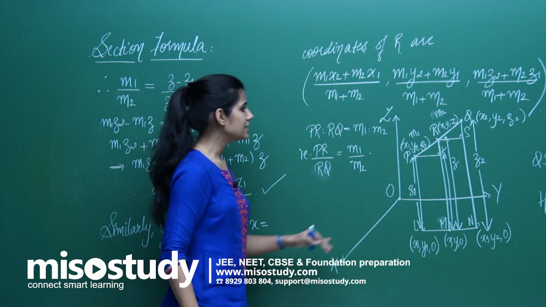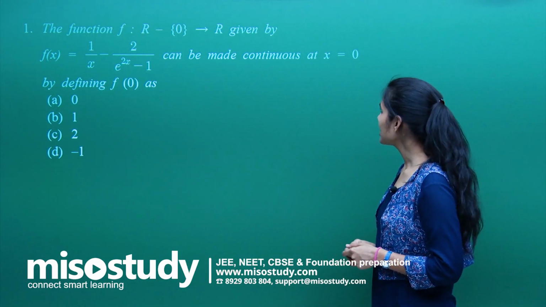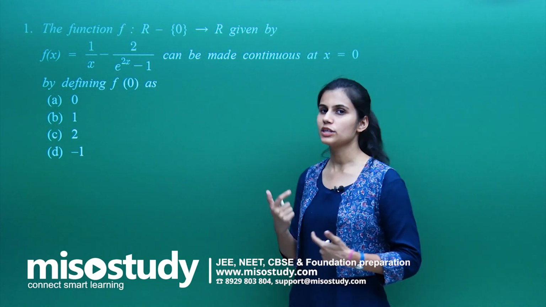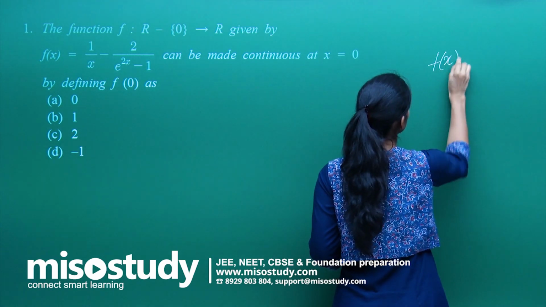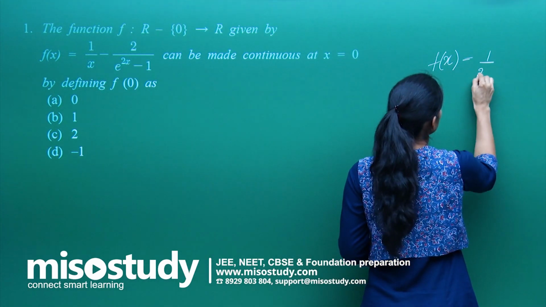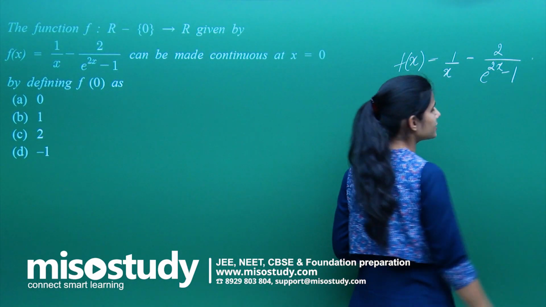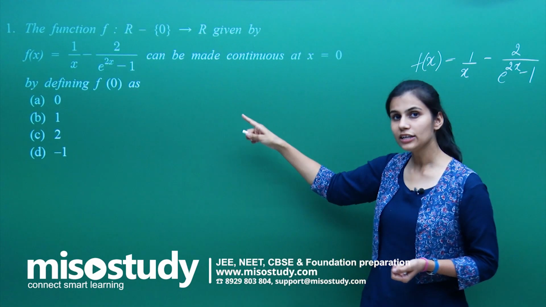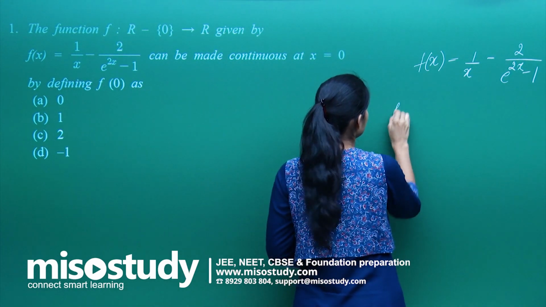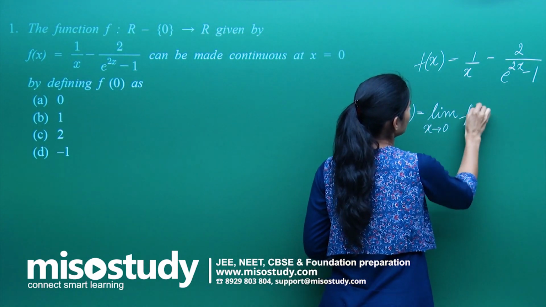And similarly, when you consider the perpendiculars from these points, from the collection of all reals minus singleton 0 to the collection of all reals, like this function can be made continuous at x equals 0 by defining f of 0 as what? So basically, if you talk about f of x, it is given to you as 1 upon x minus 2 upon e to the power 2x minus 1. You can make this function continuous at 0 by defining f of 0 as what? F of 0 should be defined as the limit x tends to 0 of f of x.